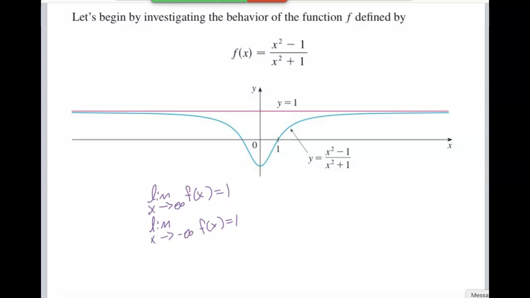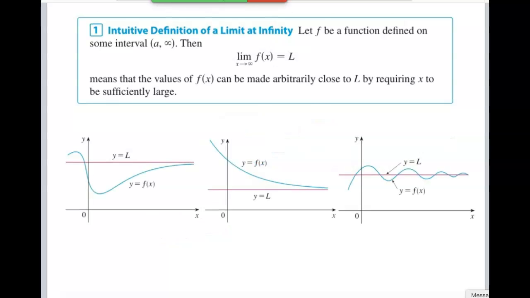And the idea is that when we say the limit as x approaches infinity of f of x equals L, it just means that the values of your function can be made arbitrarily close to L by requiring x to be sufficiently large. All right?